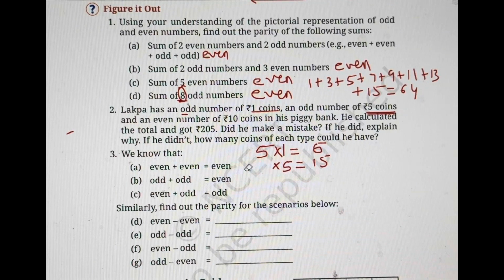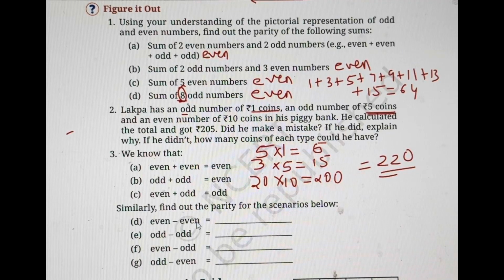Then an even number of 10 rupee coins. So suppose he has 19, no, an even number, so we take it as 20 coins of 10 rupees. We have taken random examples. So this comes to 200. If we add all this, the total will be 200 plus 15 plus 5, which is 220. We are getting an even number, right? So whatever we do, we are not getting an odd number. So he made a mistake and we understand that. What do we conclude? That odd plus even will give you an even number, not an odd answer.